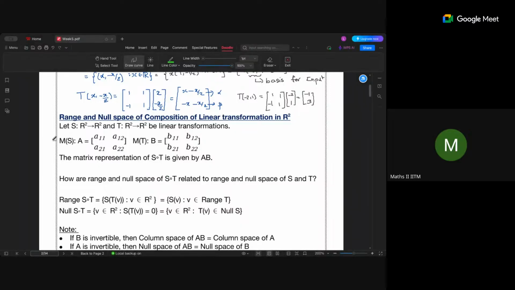Now we are having two transformations, S from R2 to R2 and T from R2 to R2, and we are having their respective matrix representations. Now, what does the matrix represent? Imagine that these two are functions only. So what is the matrix?